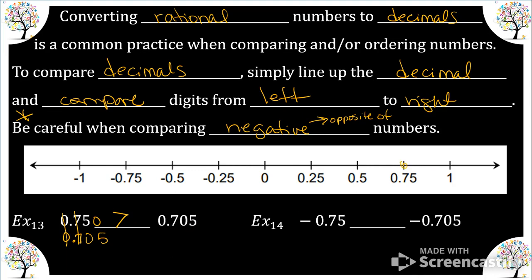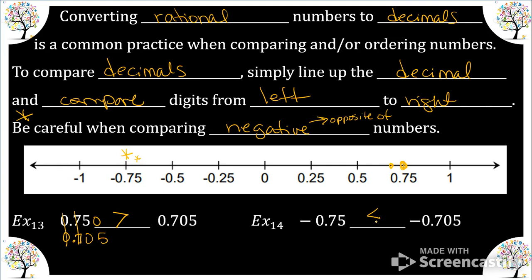And on our number line, this is 0.75. 0.705 is just a little bit to the left. So we know that 0.75 is greater than 0.705. Now let's look at our negative numbers. So we have negative 0.75, and we're going to compare to negative 0.705, which is a little bit right here. And we can see negative 0.75 is to the left, therefore it is less than.